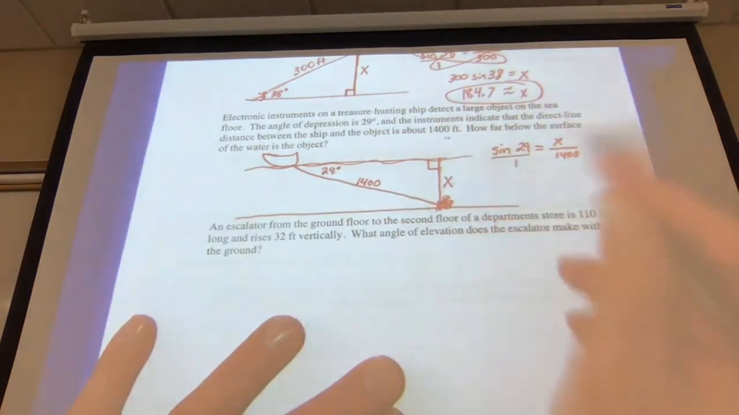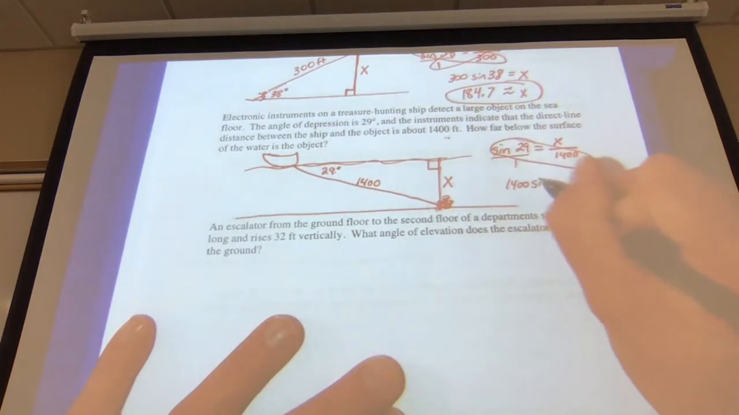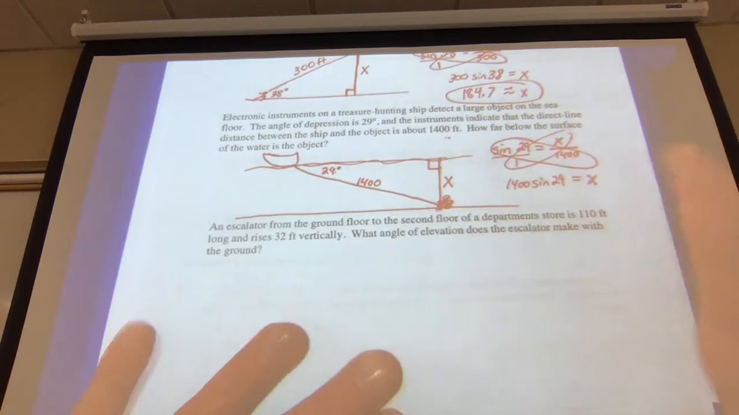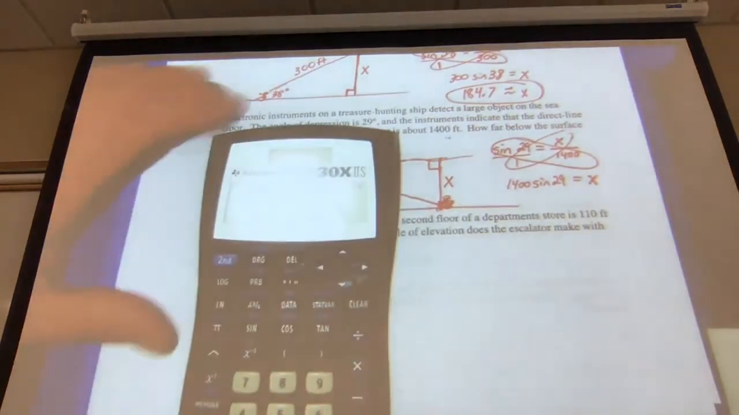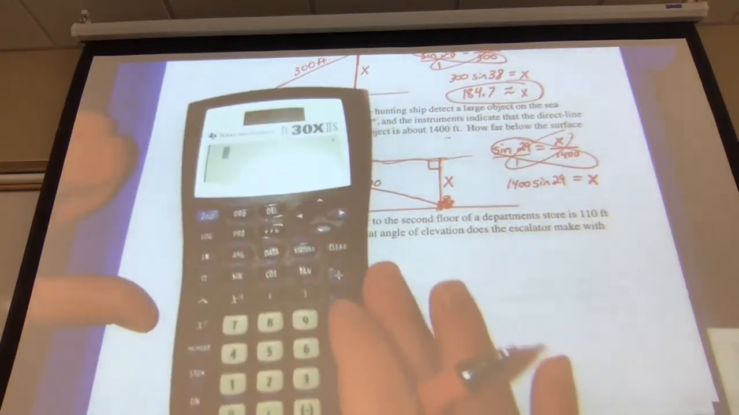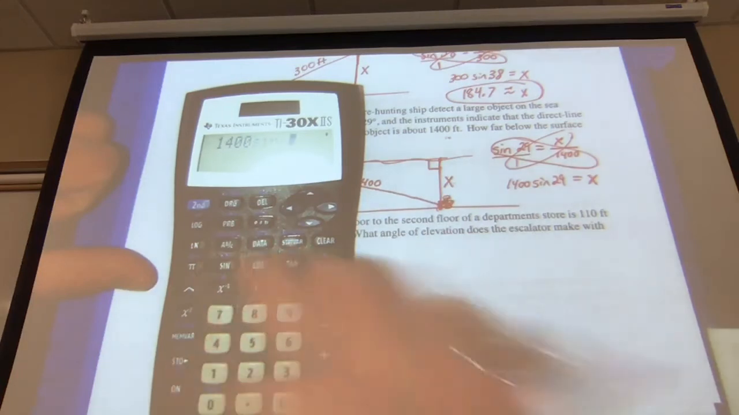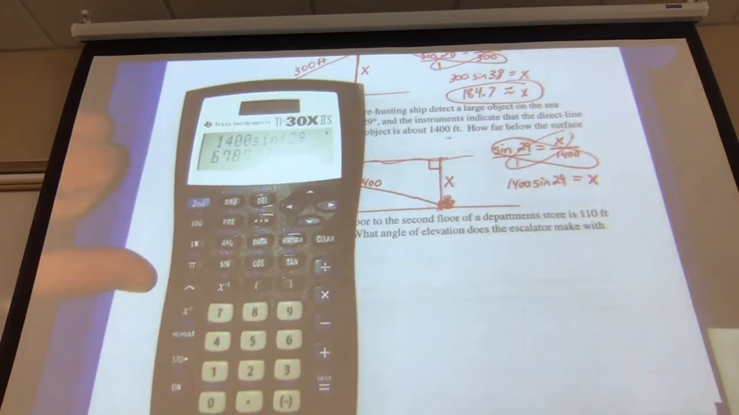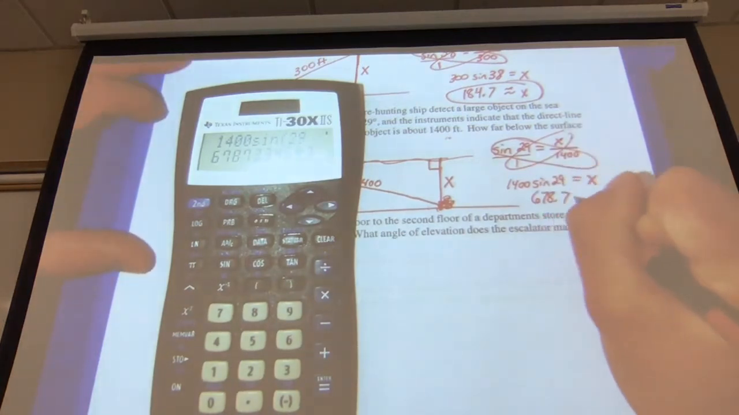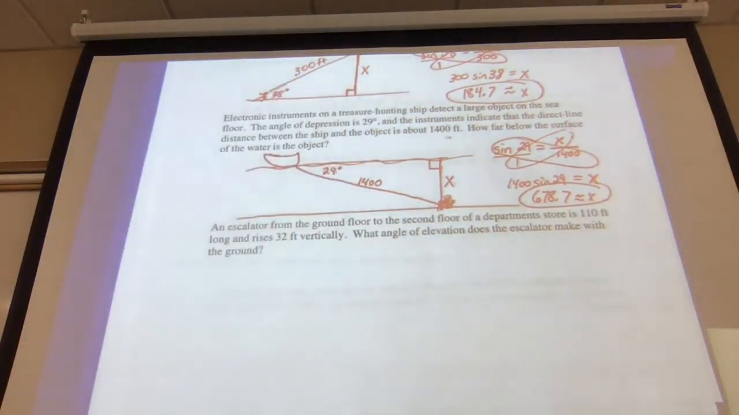Put this over 1. You can do your cross multiplying on the proportion. 1,400 times the sine of 29. 1 times X is X. And then we're back to the calculator. And let's get this where we can see it. On the calculator, we're going to put in 1,400 times the sine of 29. That's about 678.7. Any questions with those first couple?